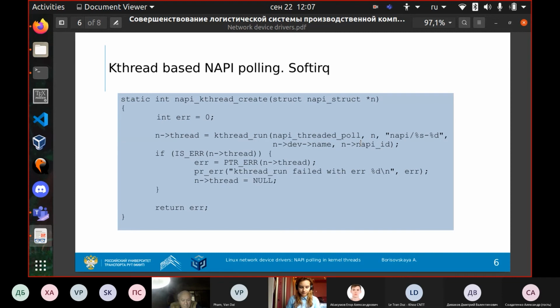Also, the changes mainly affected the file net/core/dev.c, and the NAPI poll method is now called from kthread context. But to enable thread support after creating a kthread, you need to call napi_set_threaded and set the NAPI_STATE_THREADED flag. Due to the addition of threading, there is also a new method, napi_thread_wait.